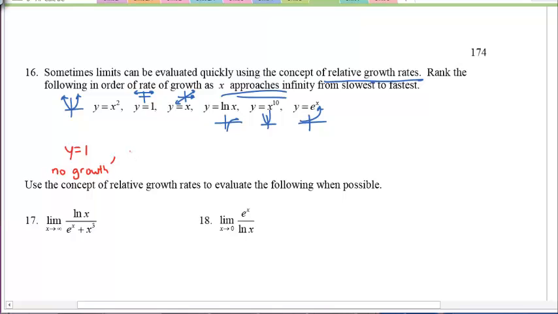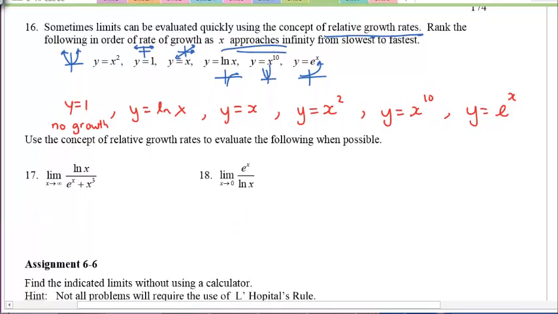The next one, probably ln x, right? The graph seems to be flattening out, but much more than 1. I'd say the third one is just the linear power of x. And then as the power of x increases, of course, you're getting to infinity faster. And then I'd say x to the power 10. And finally, e to the power x. That's probably the fastest growing one. Okay?